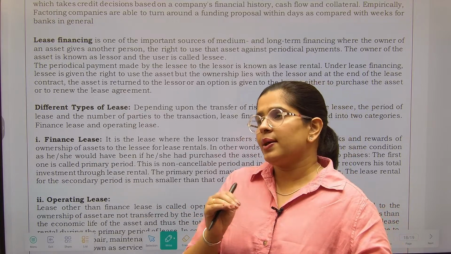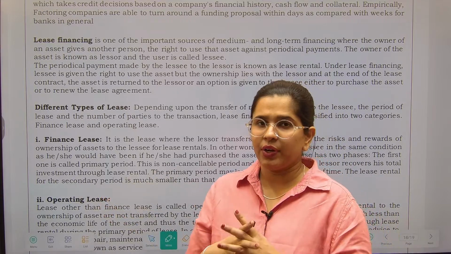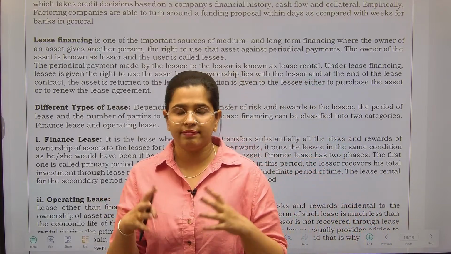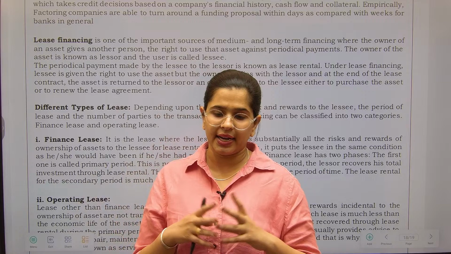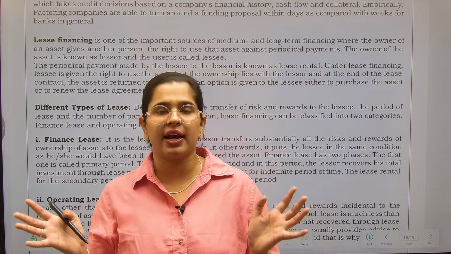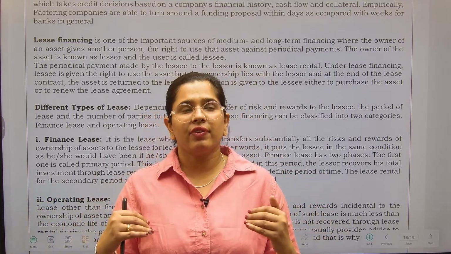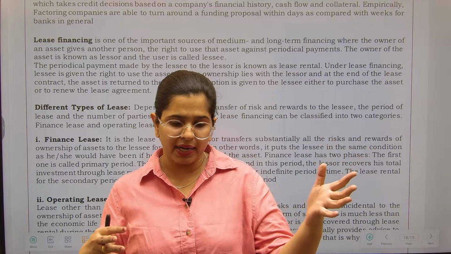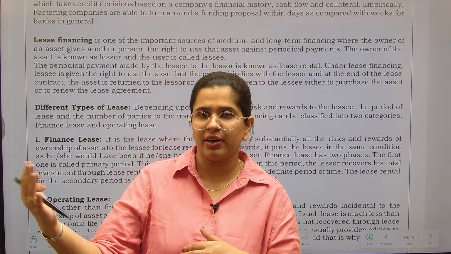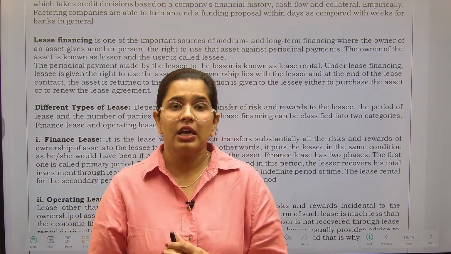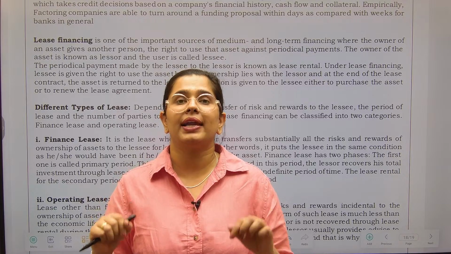But suppose I have an aircraft and we give it on lease. The life of the aircraft is 20 years, and I have given that aircraft on lease to one party for 5 years, to another party for 5 years, and then to a third party for 5 years. So what I am doing is an operating lease.